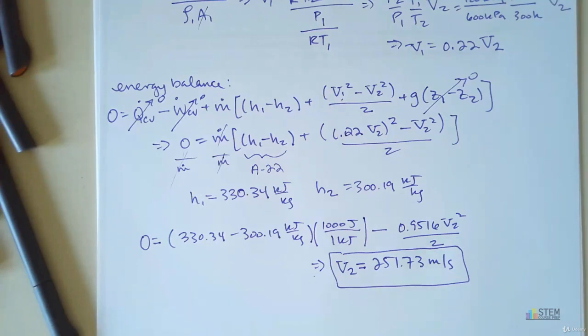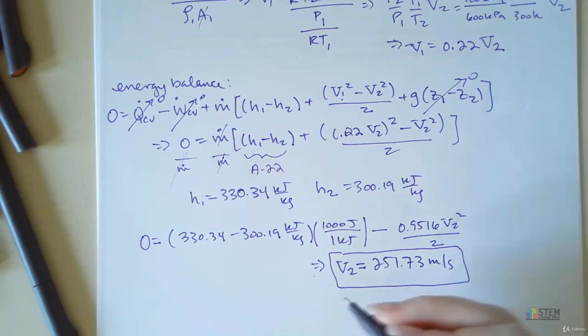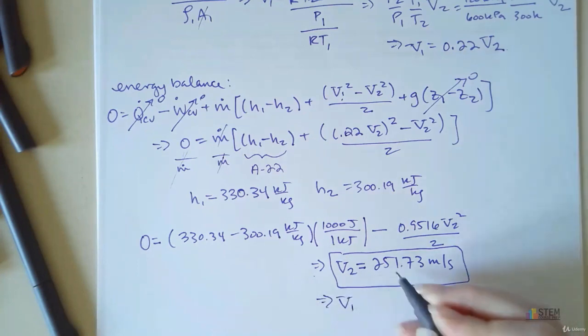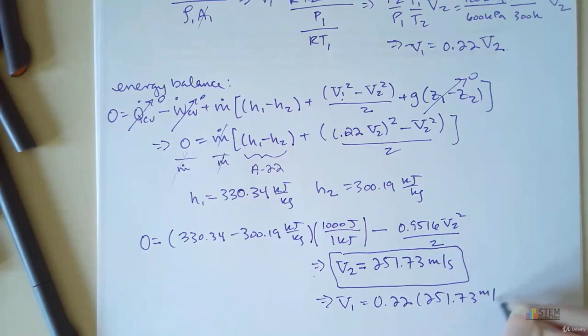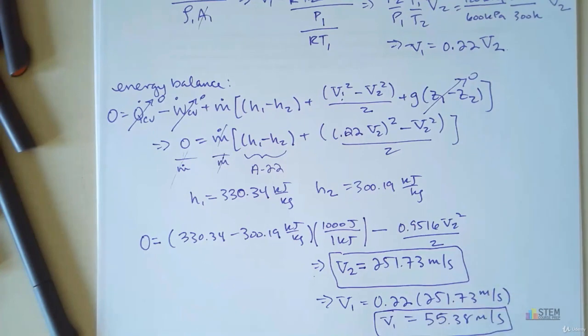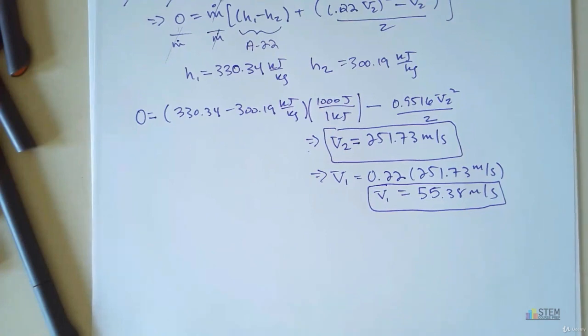All right. And how will we now get velocity at the inlet? That's right. We're just going to go up to this equation again. So V1 is just going to be 22% of this. So just multiply that number by 0.22. And you get 55.38 meters per second. So that'll be your velocity at the inlet. So far so good, right?